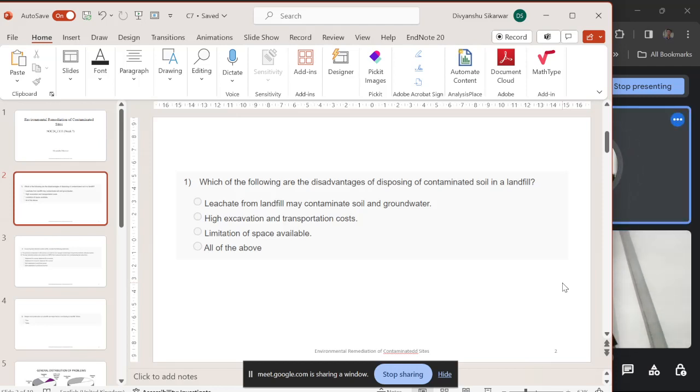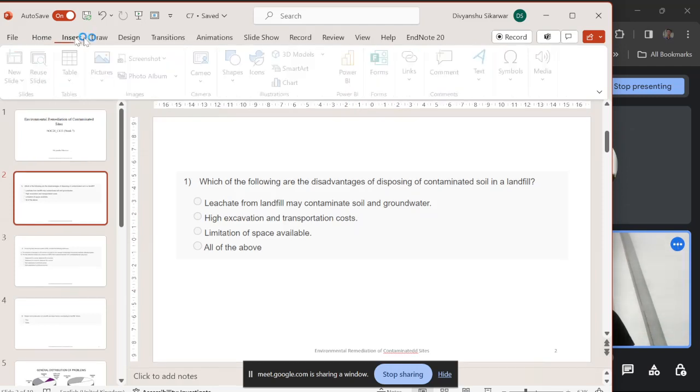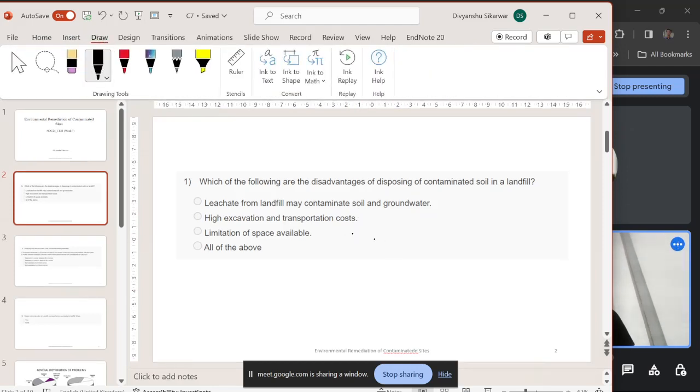Option A, sir. Option A is leachate and landfill may contaminate soil and groundwater. Okay, that is true. That specific option is true. Leachate, because if you put contaminated soil, there will be generation of leachate based on how much moisture is present and how much water is coming from the rainfall. So if you have a landfill, what do you think about the second and third option?